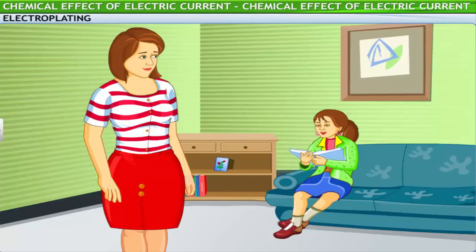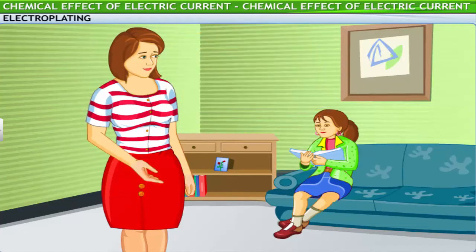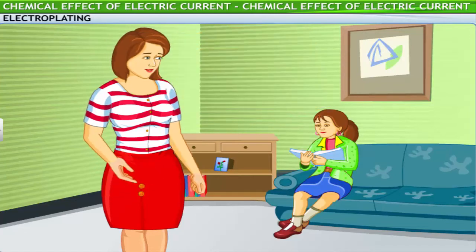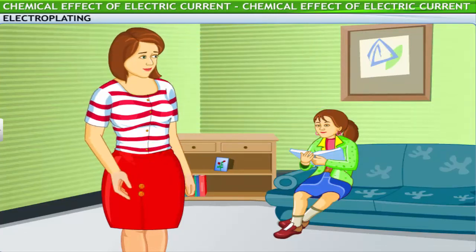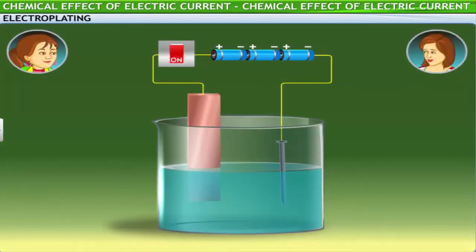Mr. Welch at the jewellery shop was saying that electroplating is one of the common applications of chemical effects of electric current. Yes. It is used primarily for coating objects with other material. I can see how passing an electric current through a solution helps deposit a layer of a metal on an object. But I'm not sure what actually happens in the solution.